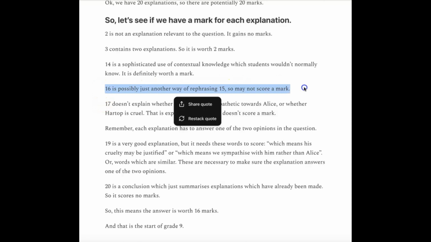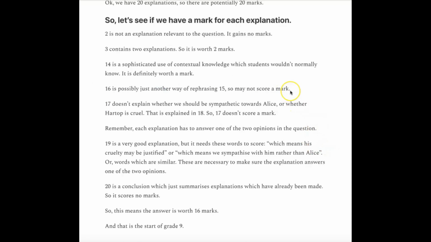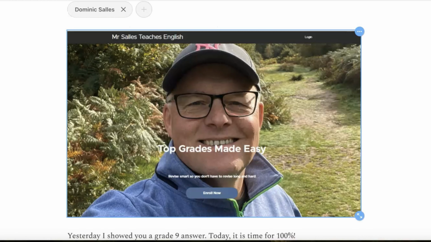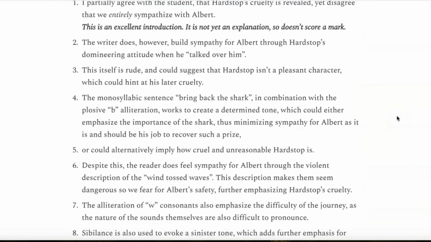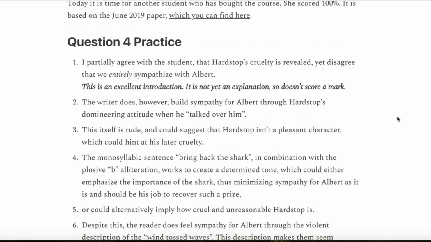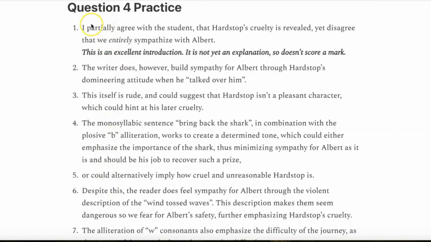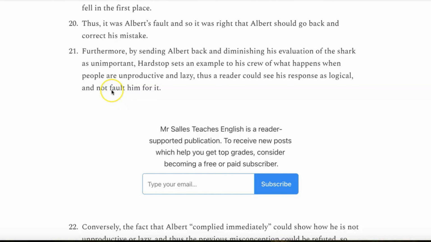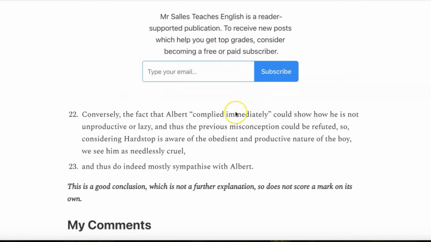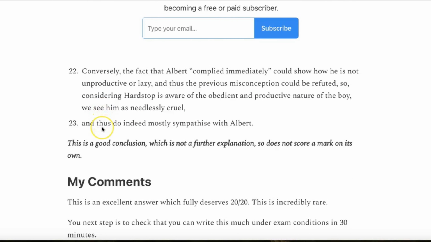So if we just look at this one, you can see that the student didn't get the mark because they were just repeating something that they'd said in a previous point. The next student taking my course decided to type her answer. So I'll just scroll to it here. This is also my newsletter. As you can see, her points are laid out and numbered, and we can then scroll down and see if she's got to 20. She's got to 21 there, then that annoying message from me to subscribe, and she's got 23 points.